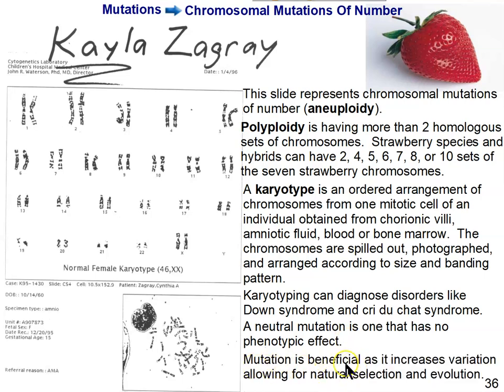So mutation is actually beneficial from a big picture point of view, from the perspective of natural selection and evolution. It's where variation comes from. It's the beginning of variation. Every difference between every individual and every species on this planet started out as a mutation. And we'll leave it right there.